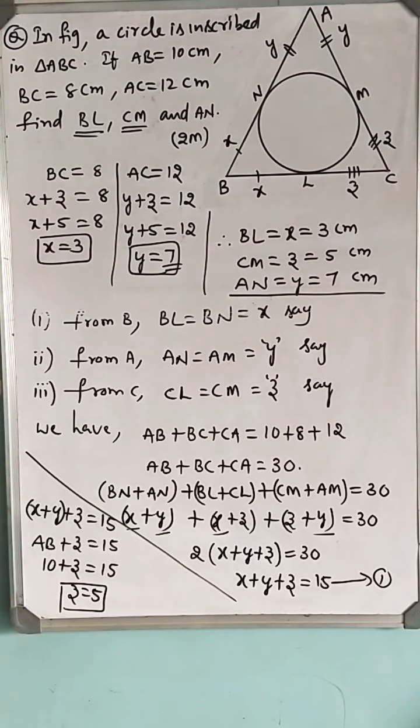This is how we find the values of the required segments using the concept that tangents drawn from an external point to a circle are equal.